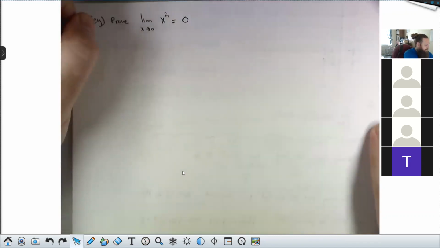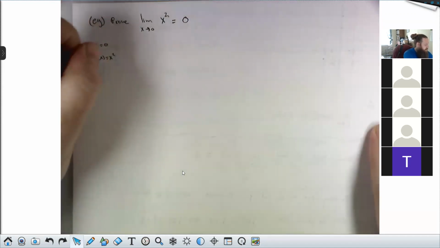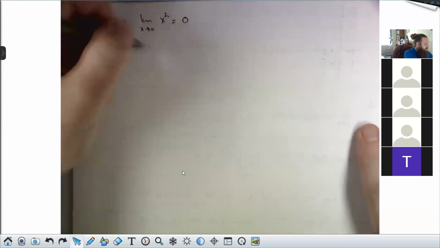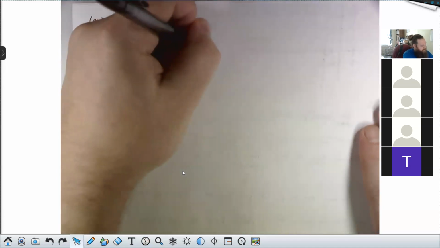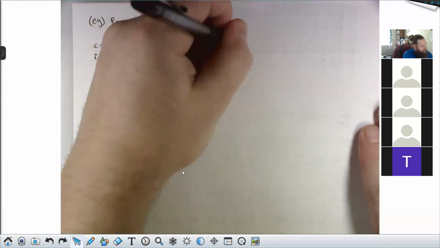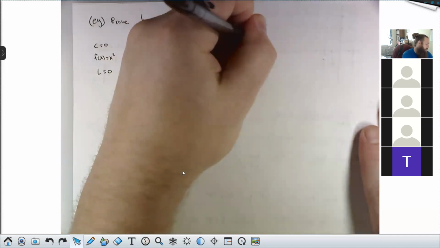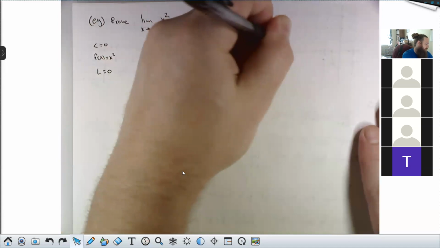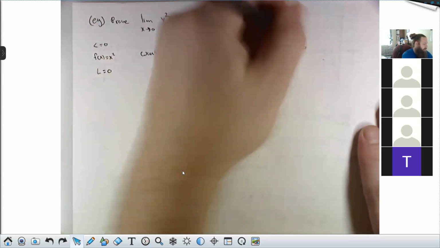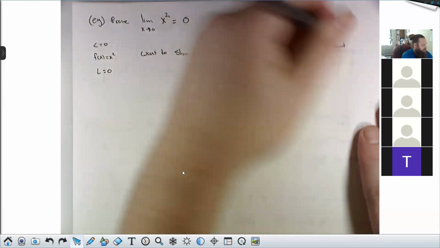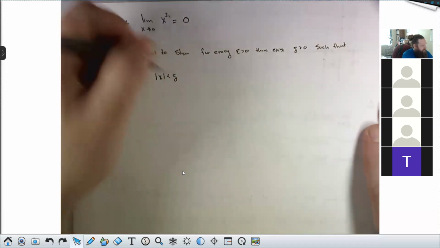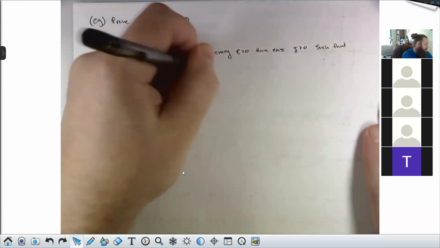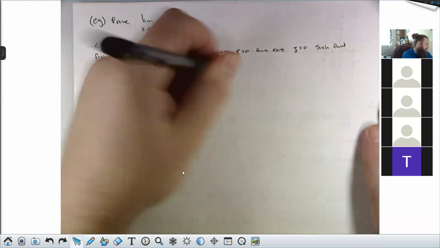So here, c is 0, f of x is x squared, and L is 0. That means we want to show that for every positive number epsilon, there exists a positive number delta such that if the absolute value of x is less than delta, then the absolute value of x squared will be less than epsilon.